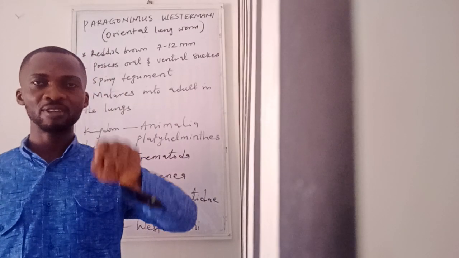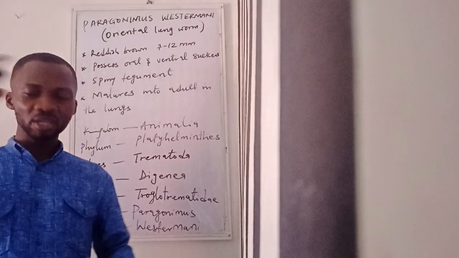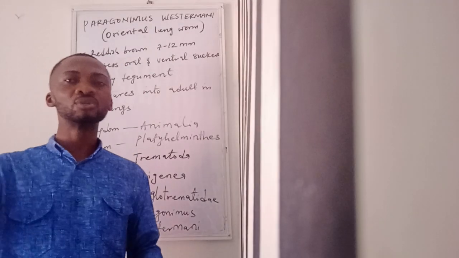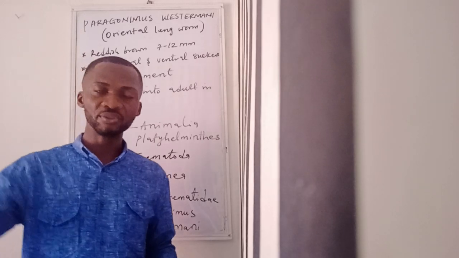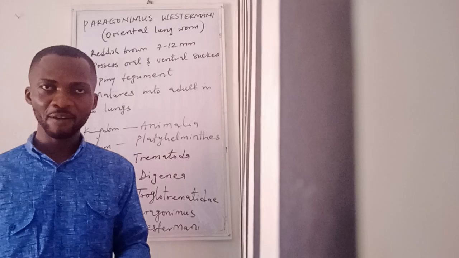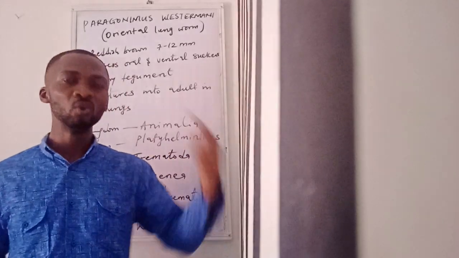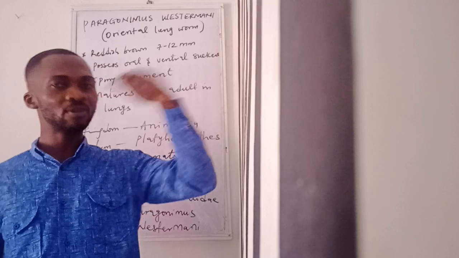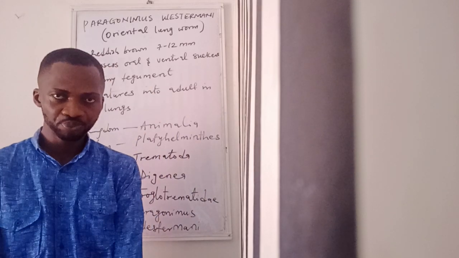Once it penetrates the first intermediate host, the snail, then within the body of the snail, it transforms into the sporocyst, from the sporocyst to the redia, and then from the redia to cercaria. Once it forms cercaria, it leaves the body of the snail, the first intermediate host, locating the second intermediate host, which is usually a crab or a crayfish.